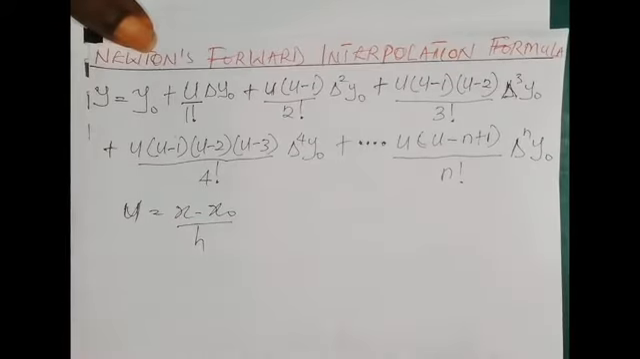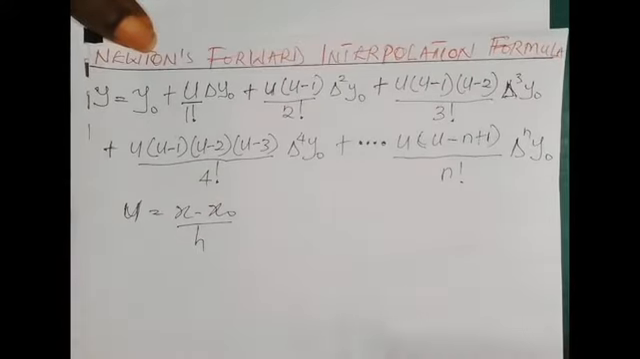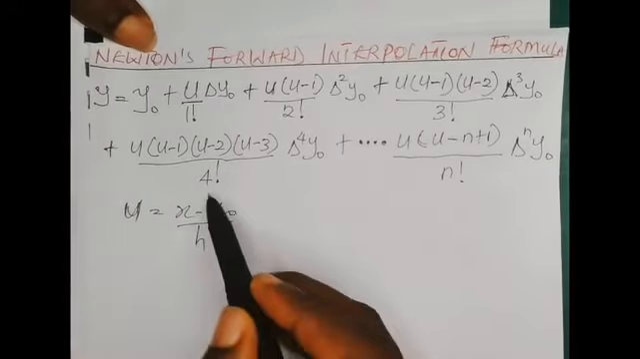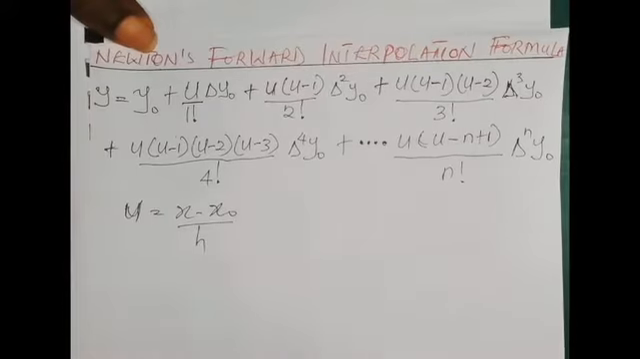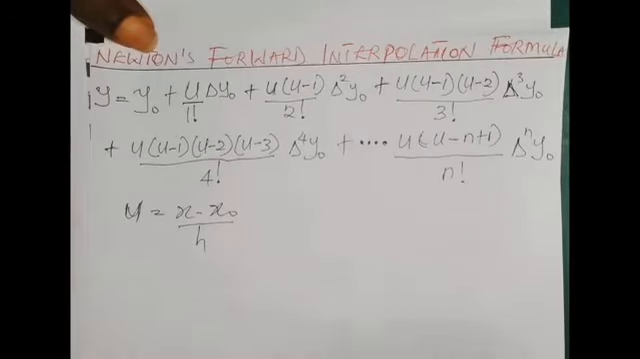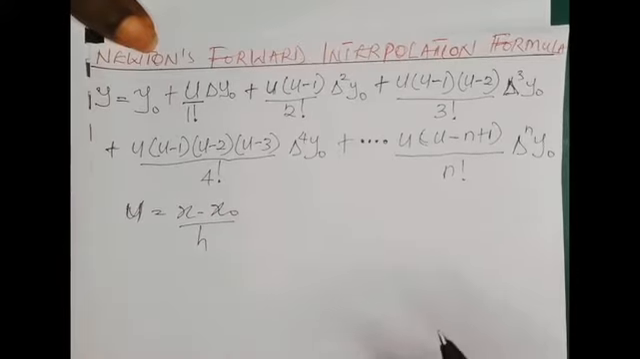When I said earlier, if x is 2.5, find the value of y, that x is the value to be interpolated. 2.5 in that table is what we're interpolating. So x stands for the value to be interpolated, whereas x naught simply means the very first value of the argument as explained earlier, and h stands for the interval. So this is how you find u.